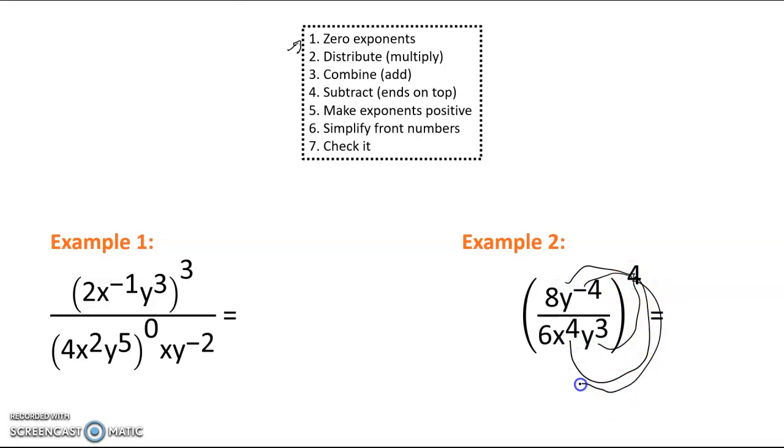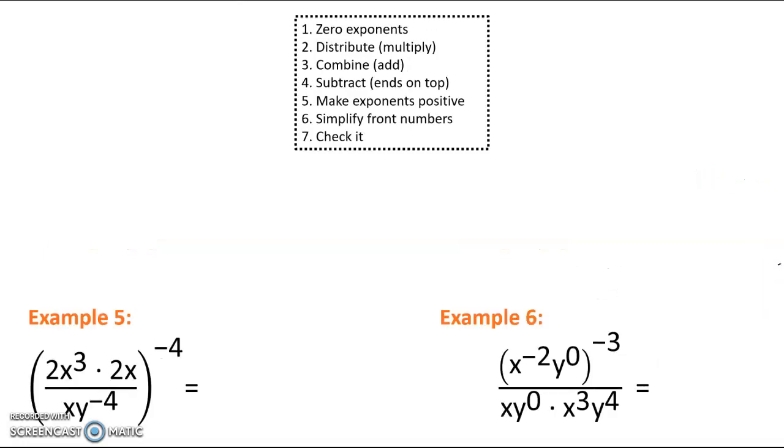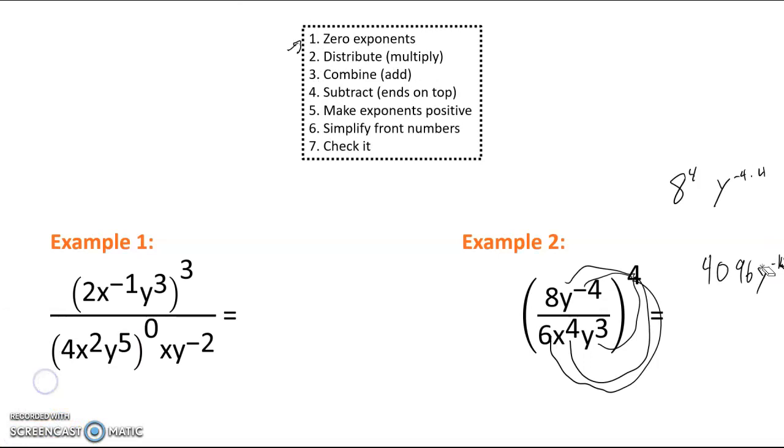And we're going to distribute to every single term here. Now it's going to be 8 to the fourth power on the top. And let me pull out a calculator here and do it real quick. I believe that is going to be 64 squared, so it's going to be 4,096. And then y to the negative 4 times 4, which is going to be y to the negative 16th power. So excuse me on that. I'm going to erase that, make it easier to see. So that's y to the negative 16th.